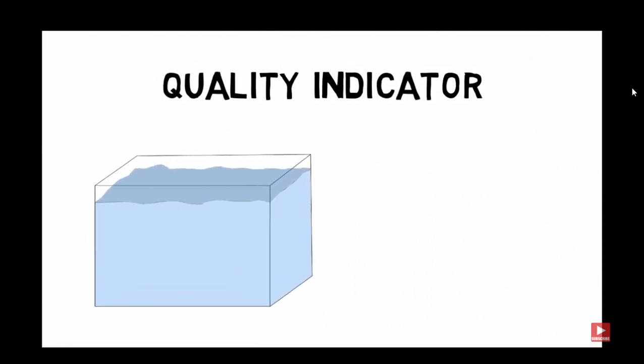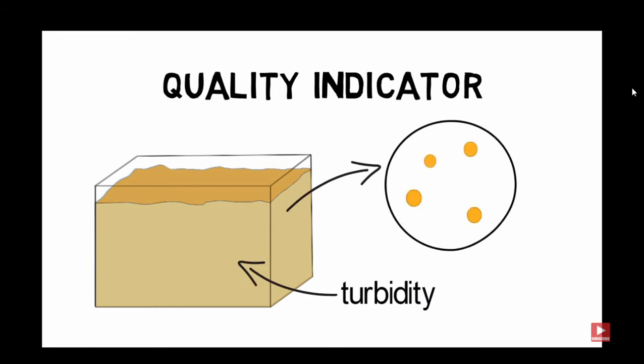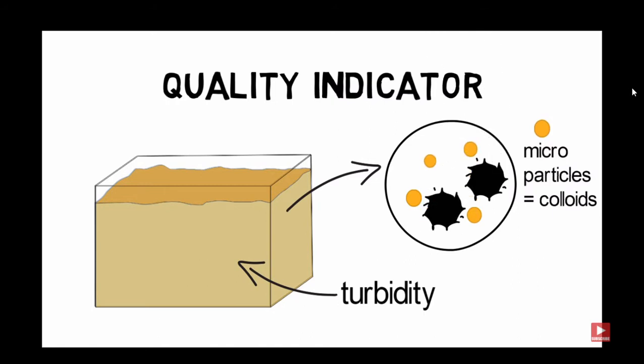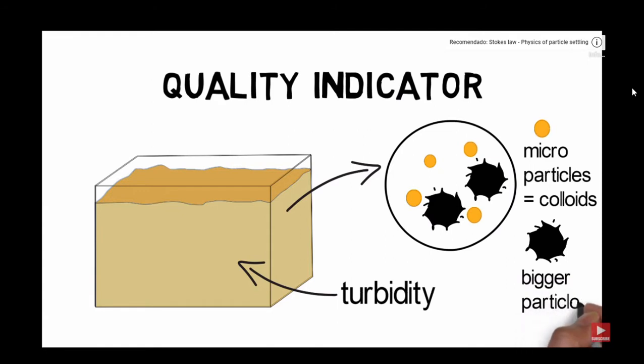Water turbidity is an important measuring unit to determine water quality and describes the degree of water cloudiness. Turbidity is caused by a huge number of small particles that are suspended in water and invisible to the human eye. While bigger particles settle down rapidly, small particles, also known as colloids, settle down very slowly or not at all.